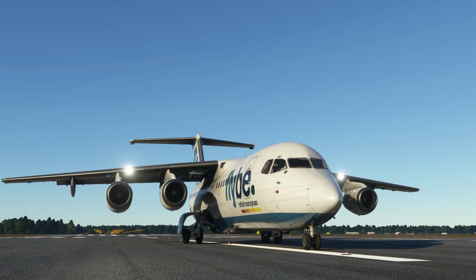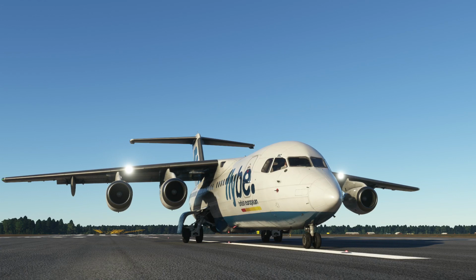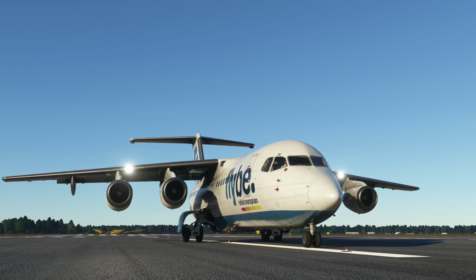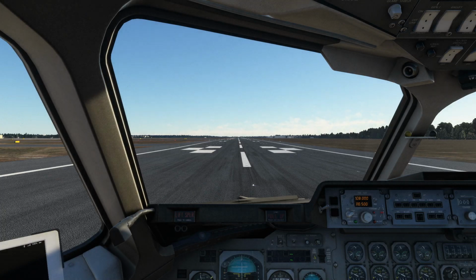Hello, today we are in the JustFlight BAe 146 in Microsoft Flight Simulator, and we're going to have a look at ILS, or Instrument Landing System, and we're going to see how to control it from inside the aircraft, how to use it, and what the symbology looks like from inside the flight deck. So with no further ado, let's go inside.